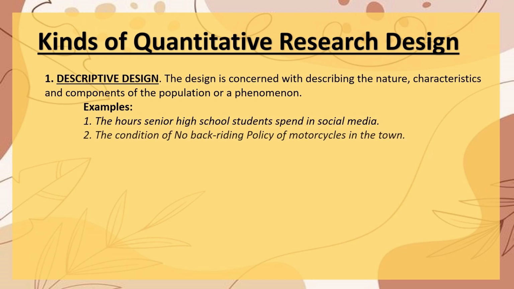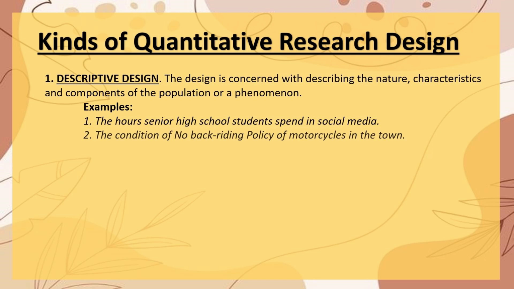First is descriptive design. This design is concerned with describing the nature, characteristics, and components of the population or a phenomenon. This design in quantitative research aims to describe the characteristics or features of a population or phenomenon systematically. It doesn't seek to establish cause and effect relationships, but rather provides a detailed snapshot of the situation.